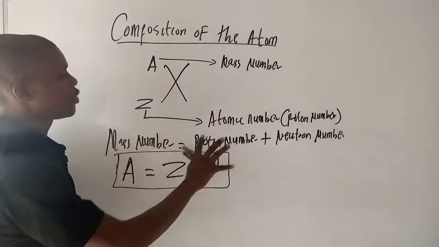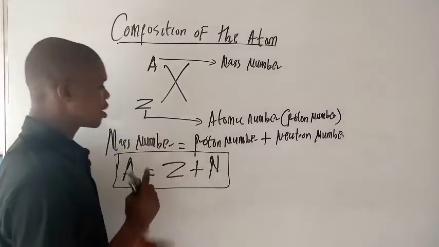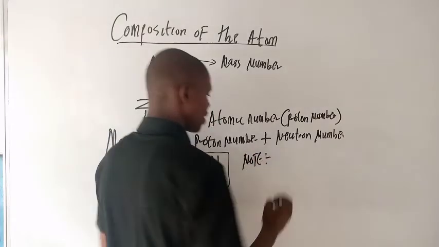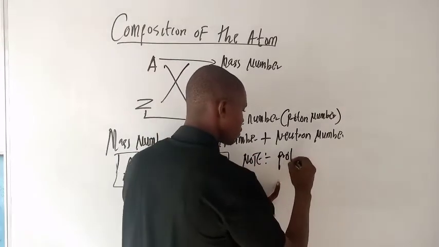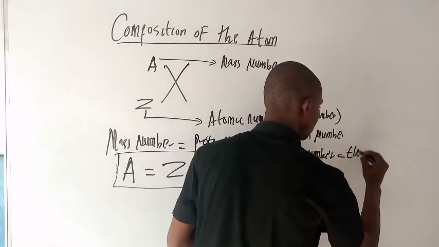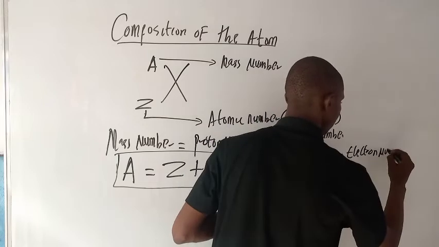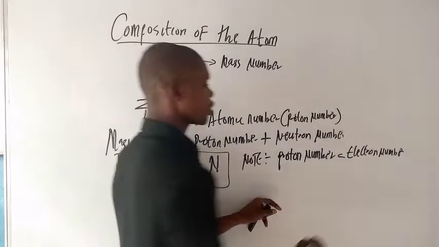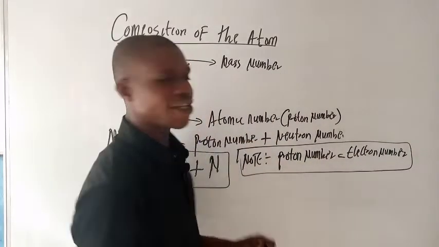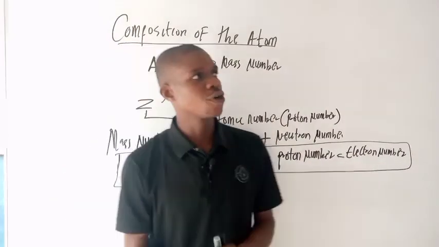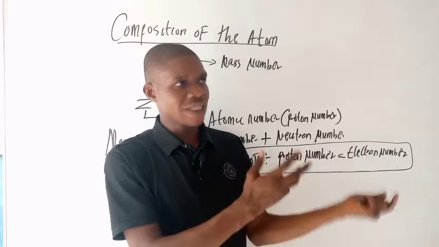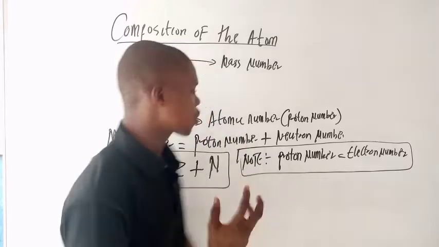Now, how do you get the electron number? In a neutral atom, proton number is equal to electron number. So you have to put this in mind. How do you know a neutral atom? A neutral atom is one that does not have charges. It does not have a positive charge, and it does not have a negative charge. That is what's called a neutral atom.